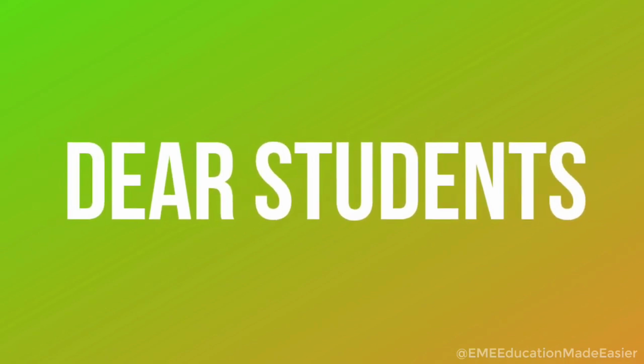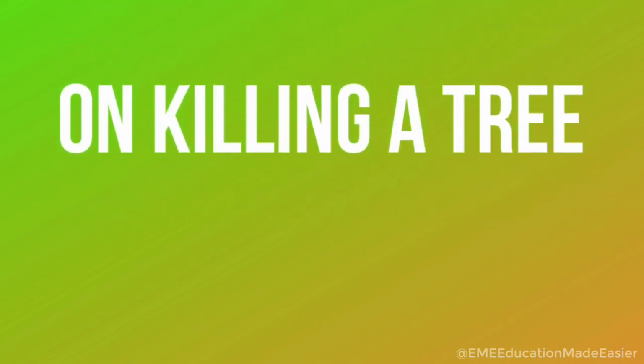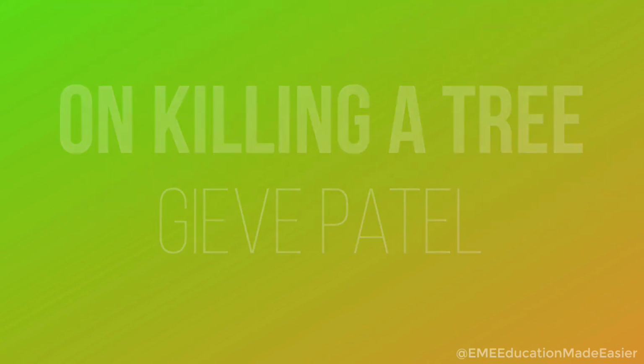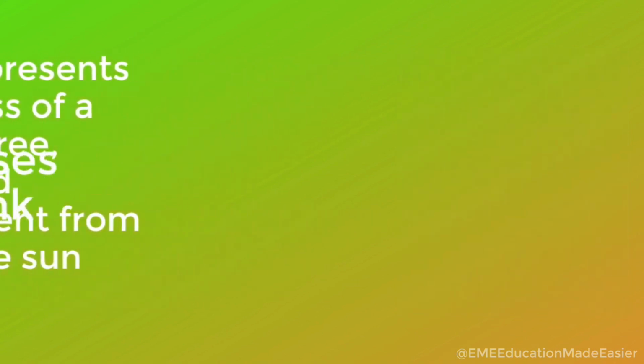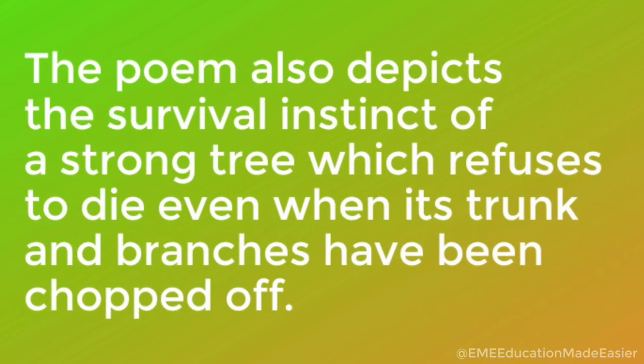Today I am here with the explanation of the poem on killing a tree, and this poem has been written by Jeev Patel. Jeev Patel presents the sturdiness of a fully grown tree strengthened by nourishment from the earth, the sun, and the air. The poem also depicts the survival instinct of a strong tree, which refuses to die even when its trunk and branches have been chopped off.